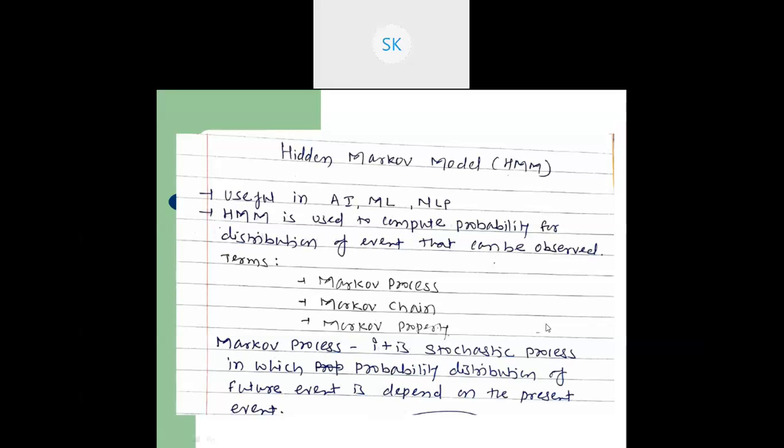Now, the Markov property is what that particular state diagram follows, the Markov process, as well as satisfies the Markov chain. So first, that is the Markov process. It is a stochastic process in which the probability distribution of the future event depends on the present event. Very important: a Markov process is a stochastic process in which the probability distribution of the future event, that is the next state, depends on the present state.